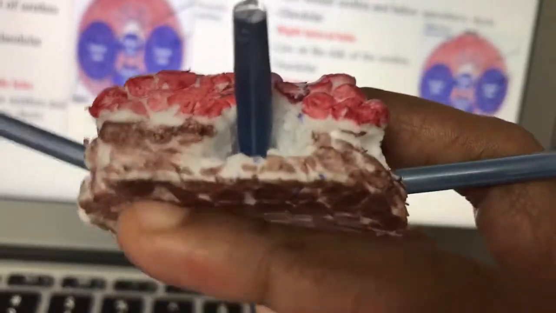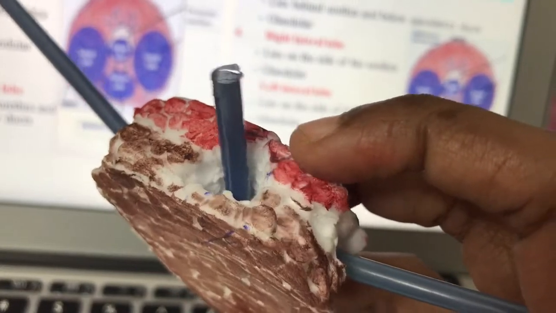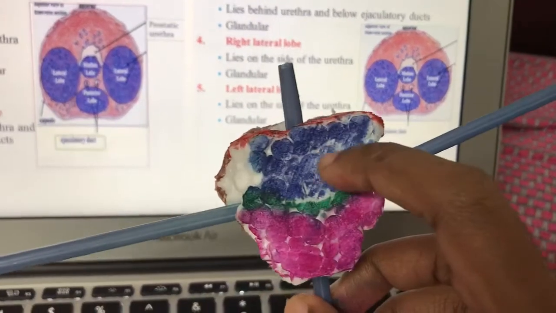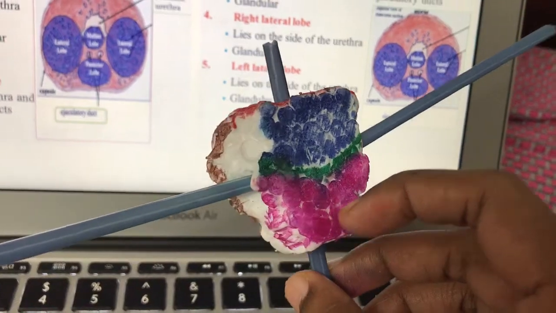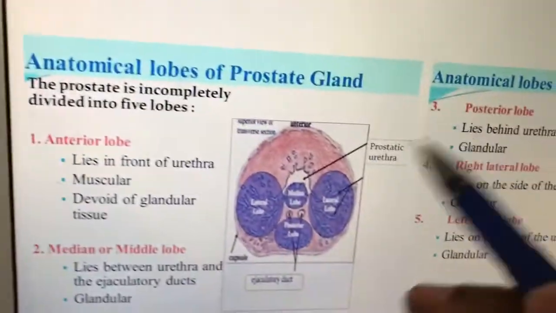So anteriorly, brown color indicates the anterior lobe. Posteriorly, red color indicates the posterior lobe. And on both sides the ejaculatory duct opening is there. So above the ejaculatory duct it is called the median lobe, and below it is called the lateral lobe. So totally you have 5 lobes. Now here I have given it clearly as anterior lobe.